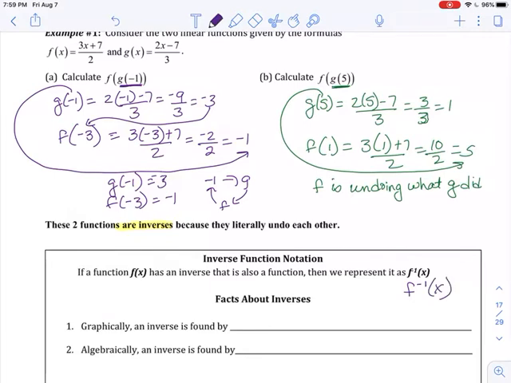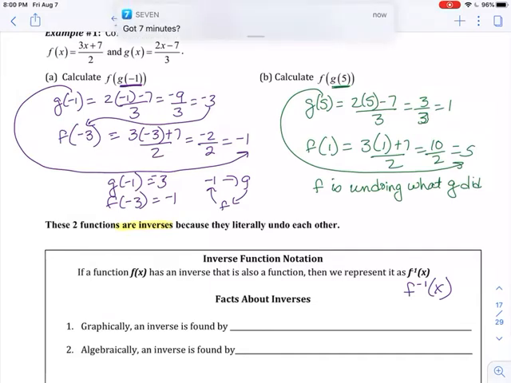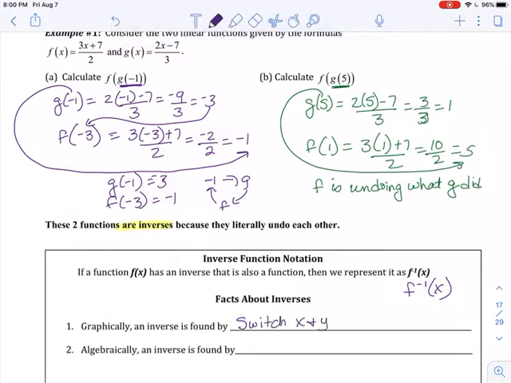Okay, facts about inverses. Graphically, an inverse is found by switching the x and y value in each point. That's how I do it graphically. Algebraically, I also switch the x and y, but then I have to do a second step. I have to solve for y.